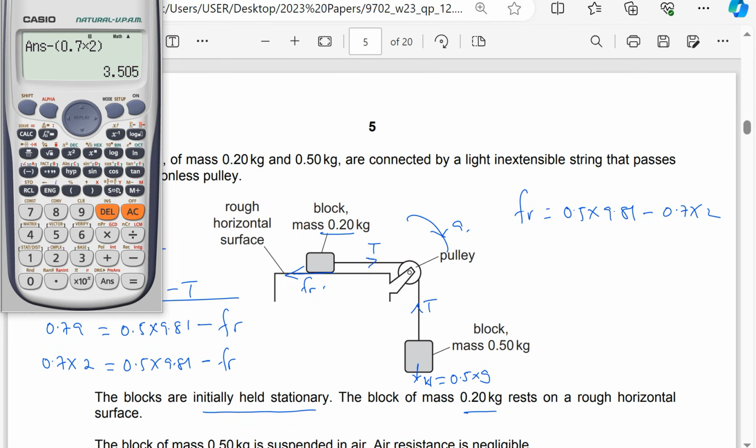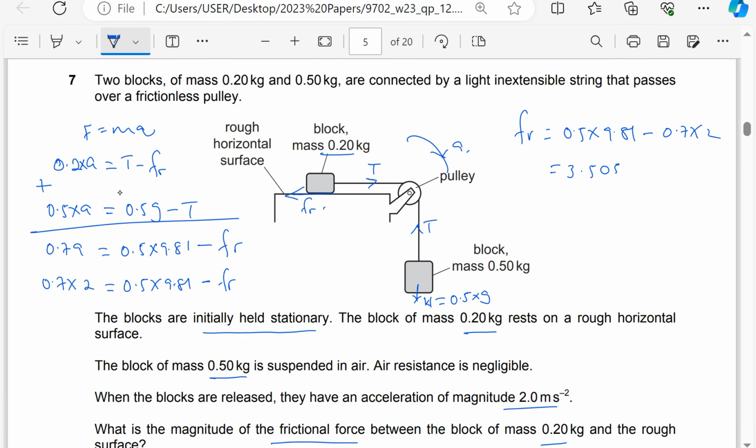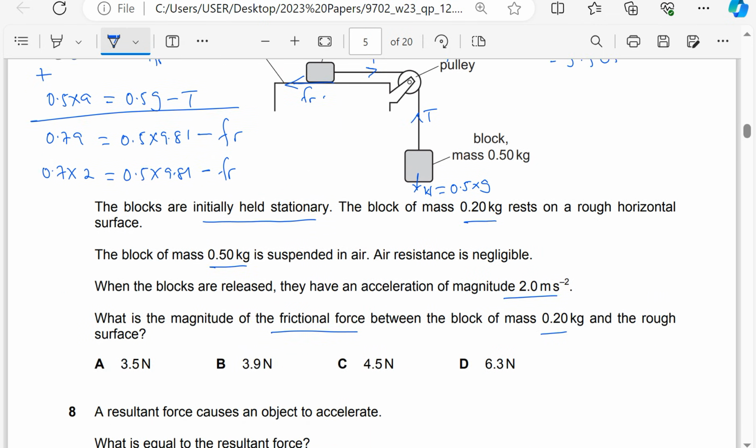So this is giving me 3.505, 3.505, and this makes our answer to be A.